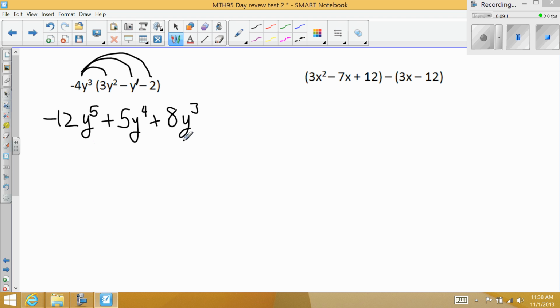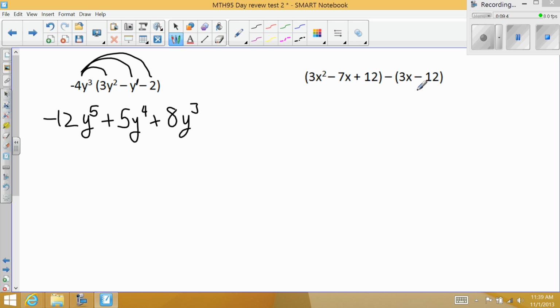What I'm finished with here are 3 terms, so this is a trinomial. Each of these terms has a degree. This one's degree 3, degree 4, degree 5. The degree of the whole polynomial is a 5th degree polynomial, and it has a leading coefficient of negative 12. So the degree of the polynomial will be equal to the largest exponent, and the leading coefficient is the coefficient in front of the term with the largest exponent.